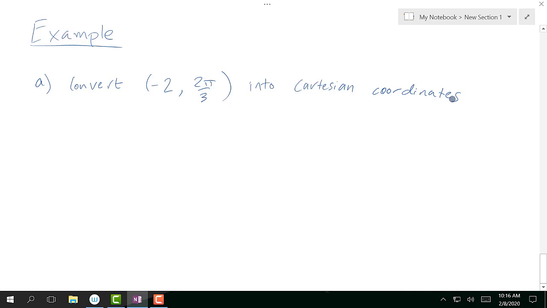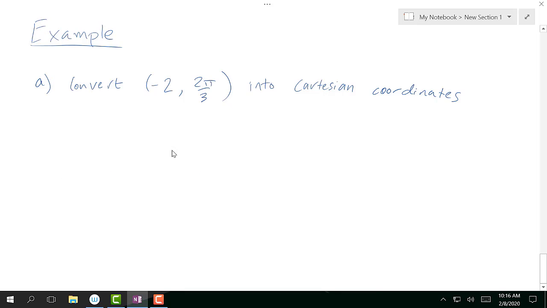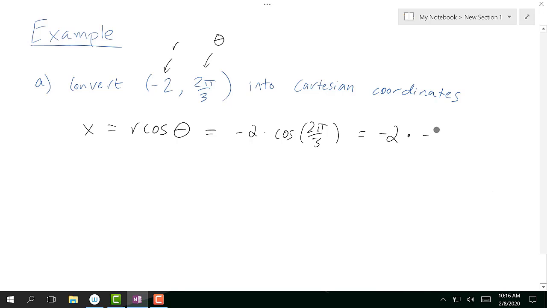This is given in polar coordinates, and so we're going to convert it into Cartesian coordinates, which is the same thing as saying rectangular. So I want x to be r cosine theta. My radius here is negative 2, and my angle is theta. So I'm going to take negative 2 times the cosine of 2 pi over 3, which is negative 2 times negative 1 half. That just gives us positive 1.